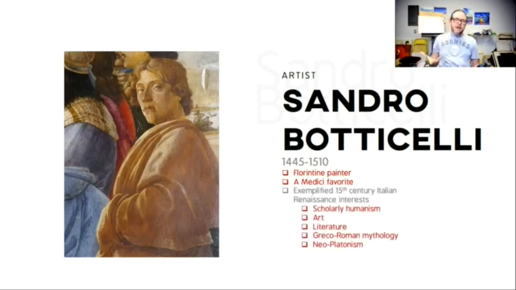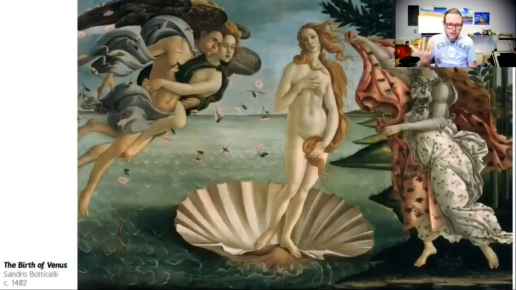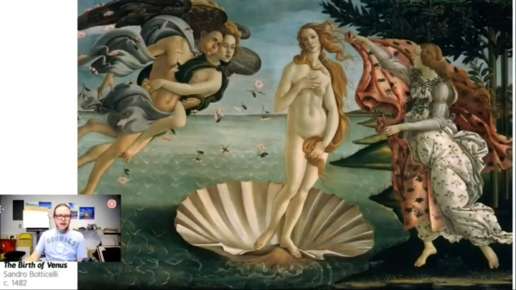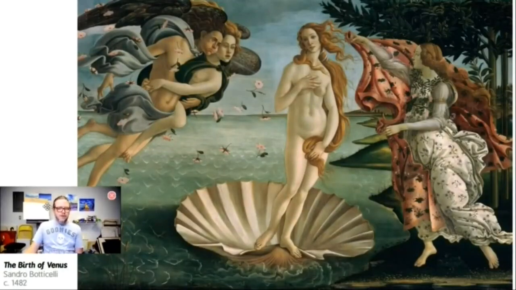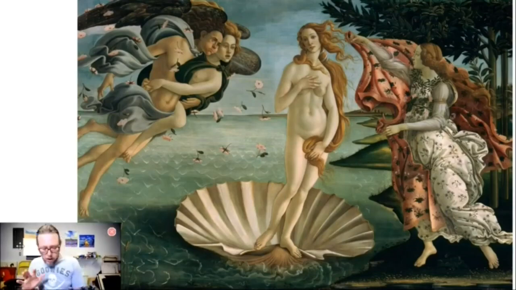His paintings were a combination of scholarly humanism, art, duh, but that's what they want. They want art, literature, Greco-Roman mythology, and Neoplatonism. Again, taking ancient Greek ideas, philosophies, and mysticism, and somehow finding a way to make those things Christian. We see that in this particularly famous painting of his. You've no doubt seen it, The Birth of Venus, painted in 1482. You've no doubt seen it even if you didn't know what it was.